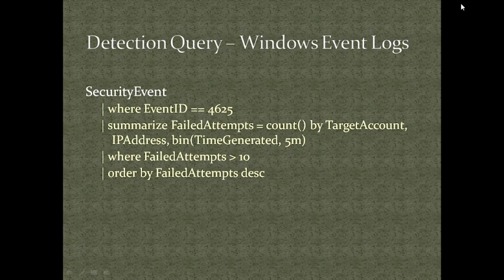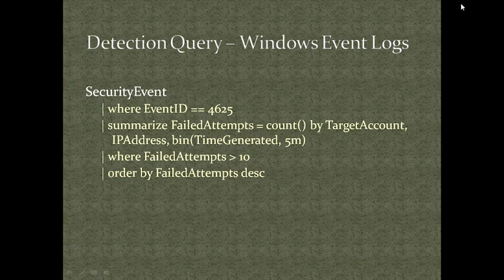Where the event is 4625, it means a failed login. We can summarize the failed login count and display the target account name and the IP address. And the time generated is the last 5 minutes. Similarly, we will use the same query for where and order by.